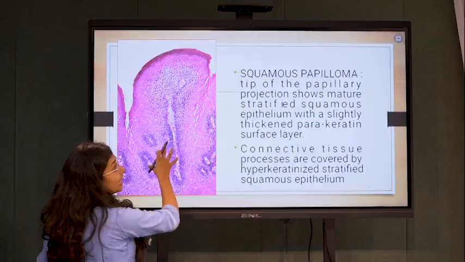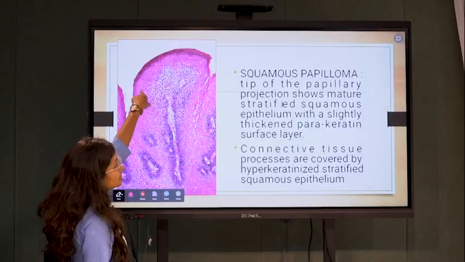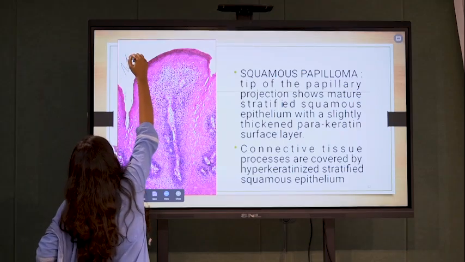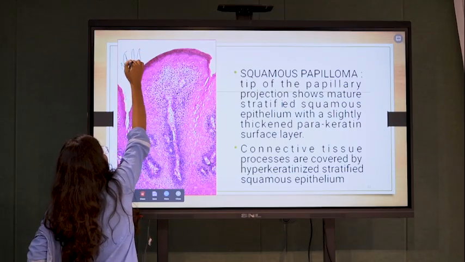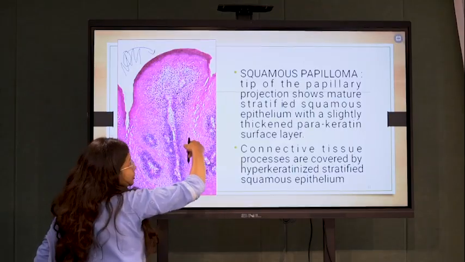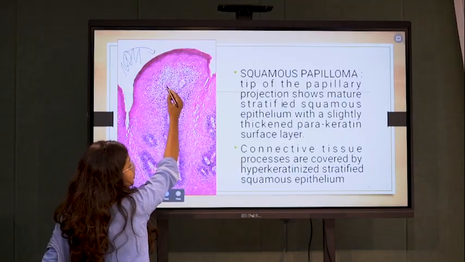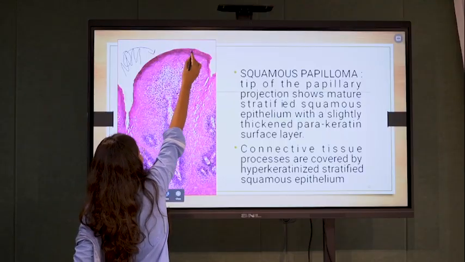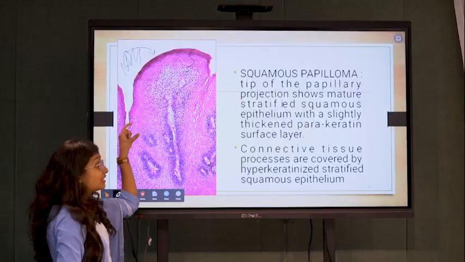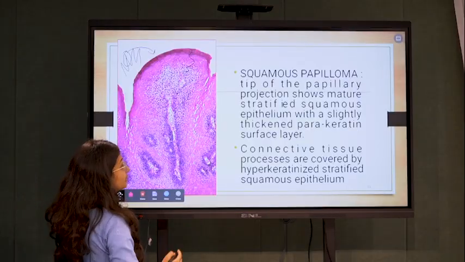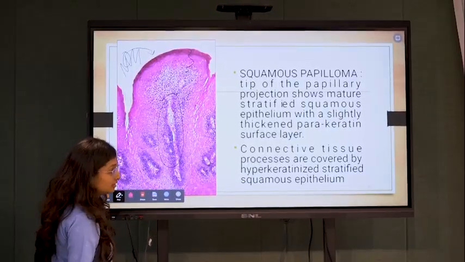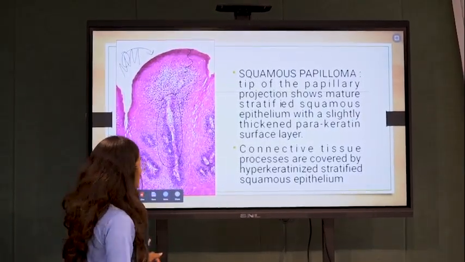So this is in high power. As you can see, this is the tip of the papillary projection. Clinically, where we have seen this, it is projected here, and you can see this is the proliferation. The projection shows mature stratified squamous epithelium, with a slightly thickened parakeratin surface layer, and the connective tissue process is covered by hyperkeratinized stratified squamous epithelium.